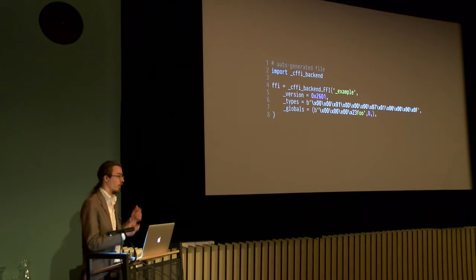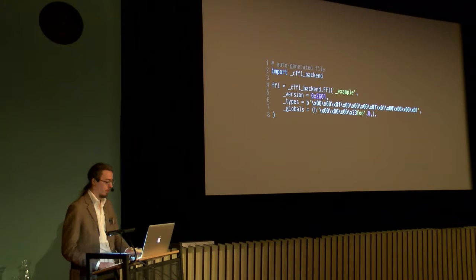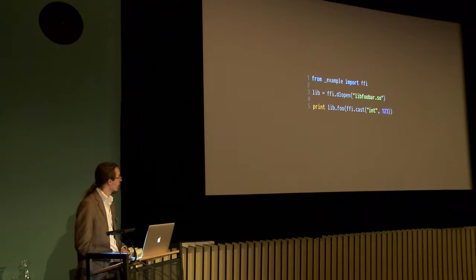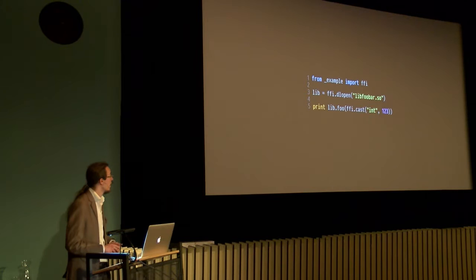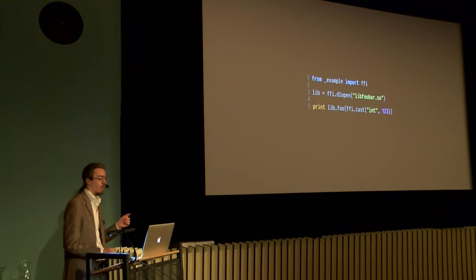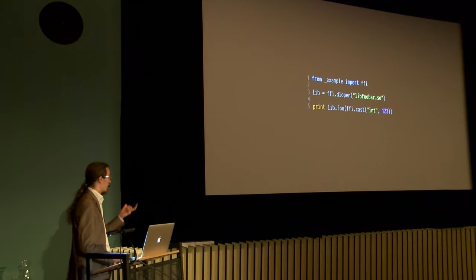Using this now becomes even simpler, because we just import this package, and we still have to open the library, of course, and point to the correct path and all that. And now we can call it. There's one difference here: when using this approach, you're importing at the ABI level, so you have to make sure manually that the types are correct. In this case, we're casting our argument 1, 2, 3 to a C integer.